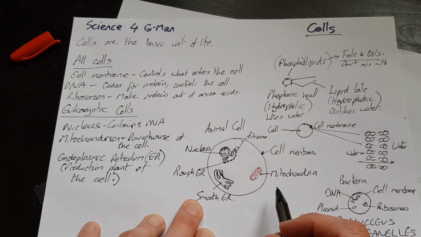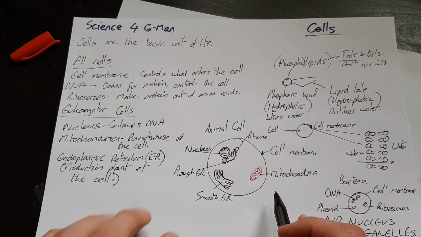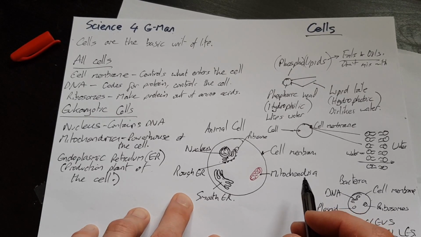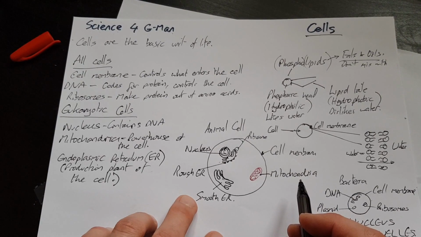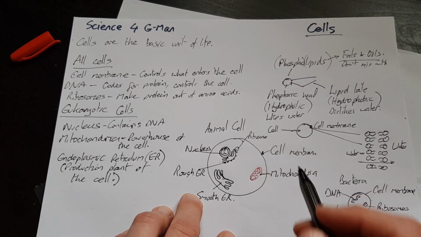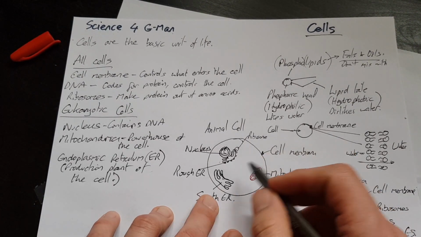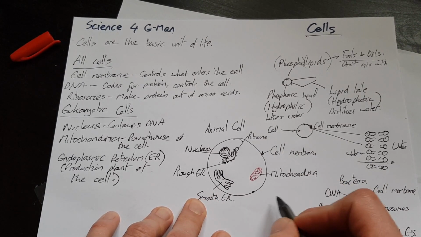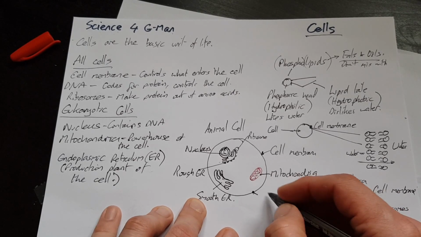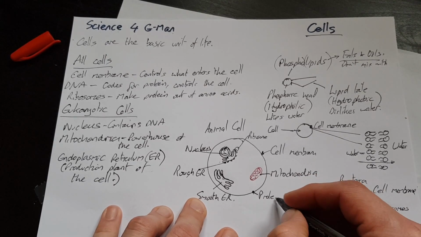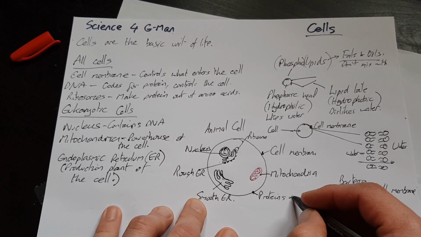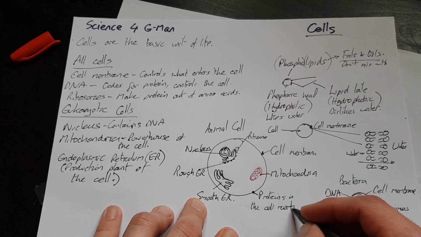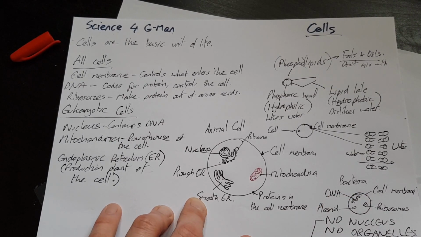These two things produce things like fats and hormones, which are fats and proteins combined quite often. And all of these things go whizzing off around the body. They leave the cell. They also produce things like proteins in the cell membrane itself. I hope I didn't say cell wall then.